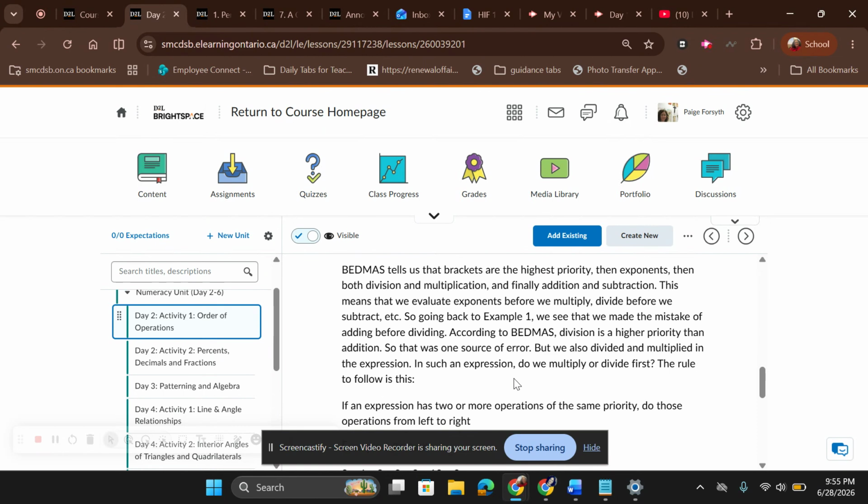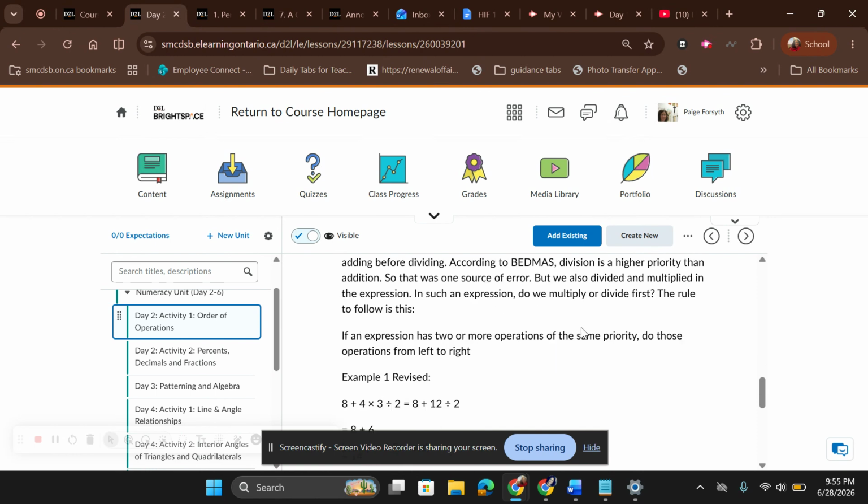So when we look at example 1, we made the mistake of adding before dividing. But according to BEDMAS, we have to do division first because it's a higher priority than addition. And so that was where we made an error. We can also divide and multiply in that expression. What do we do first? Multiply or divide. When it has the 2 of the same, multiply or divide, add or subtract, then from there we do left to right.